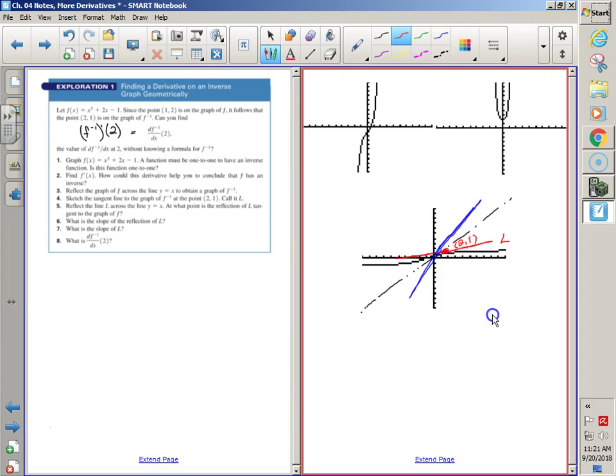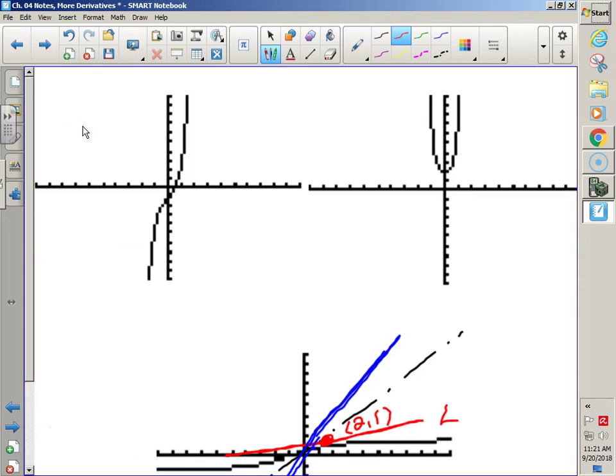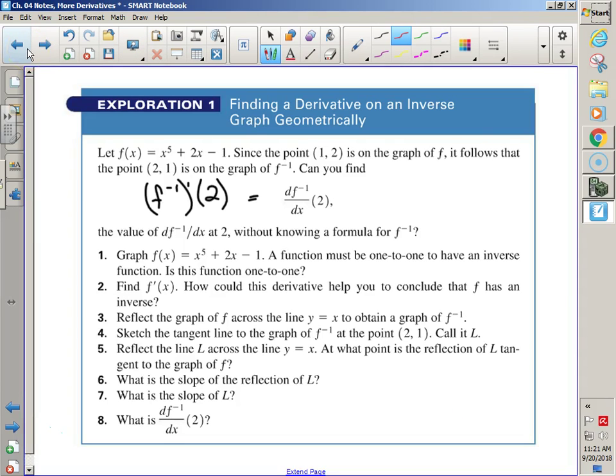Do you guys need me to zoom in on page 1? Sorry, I'm having fun over here. Lo siento. There you go.